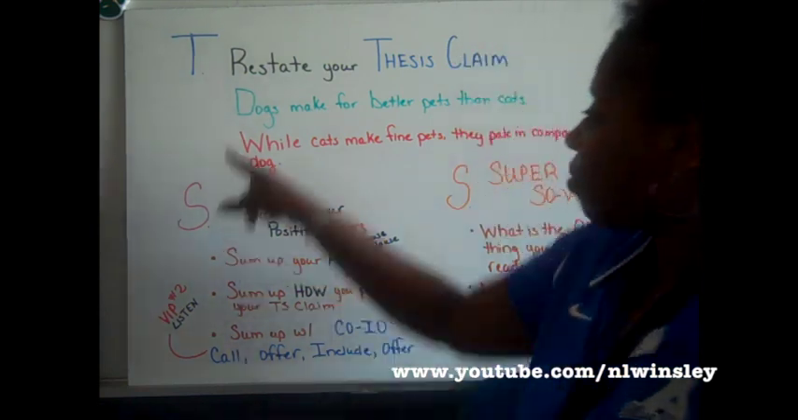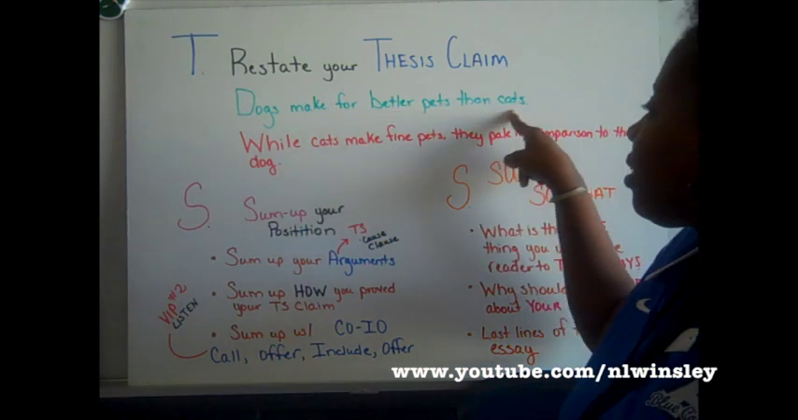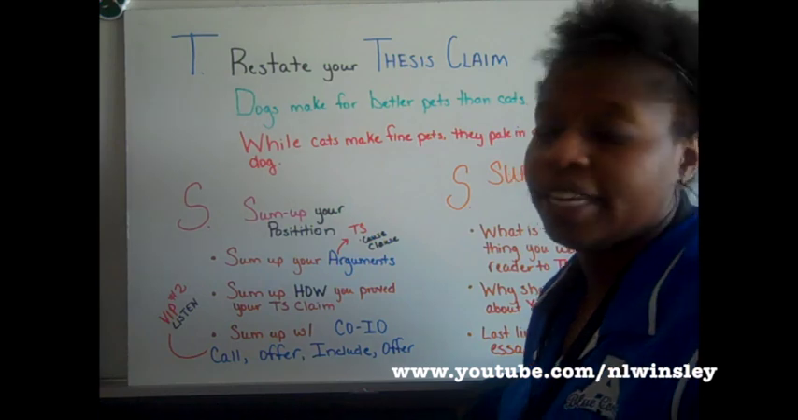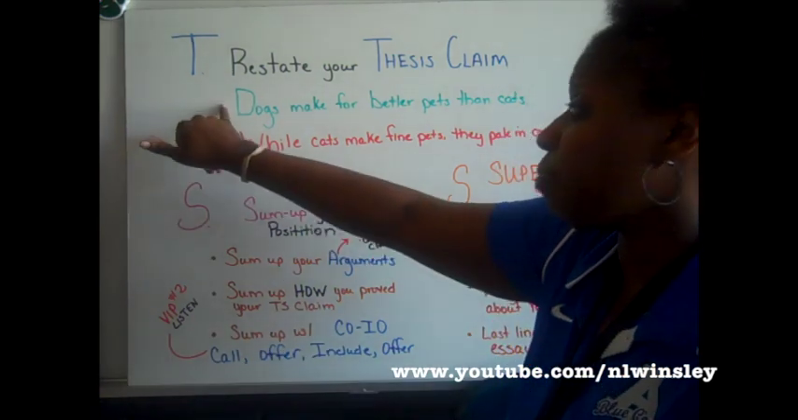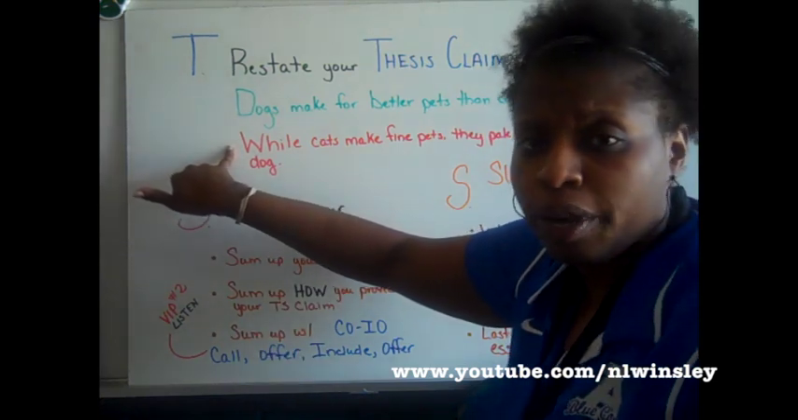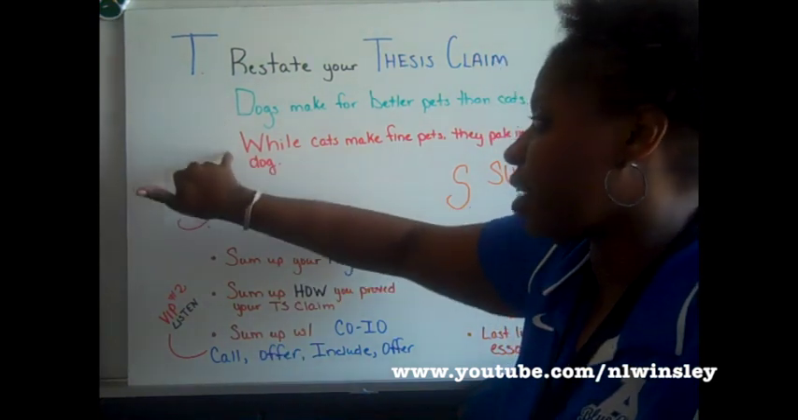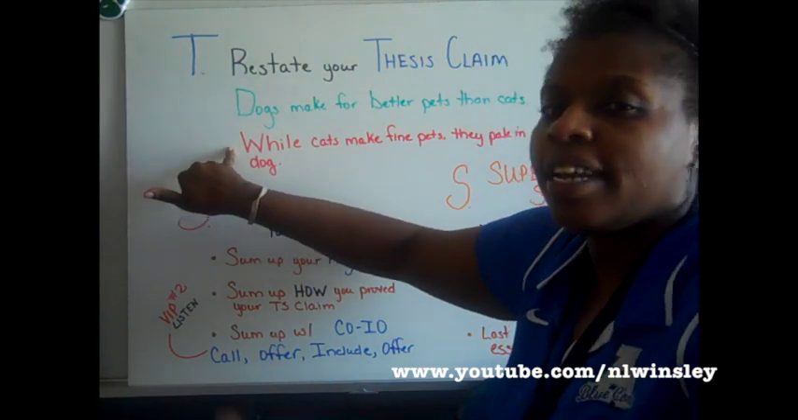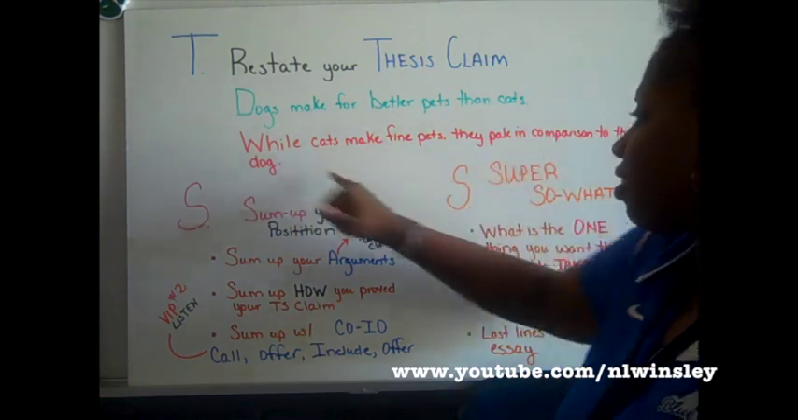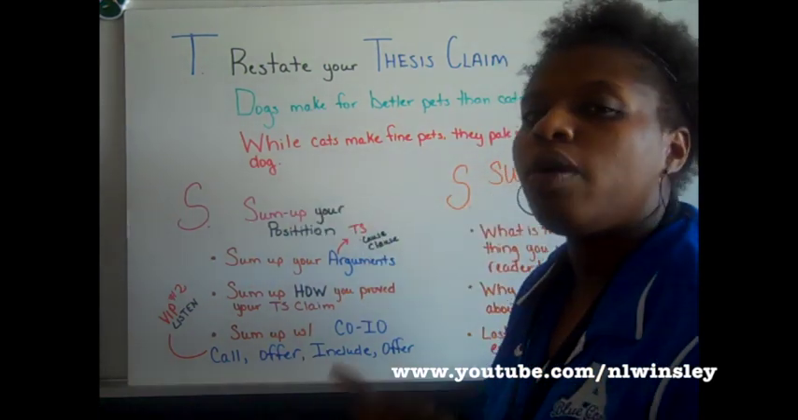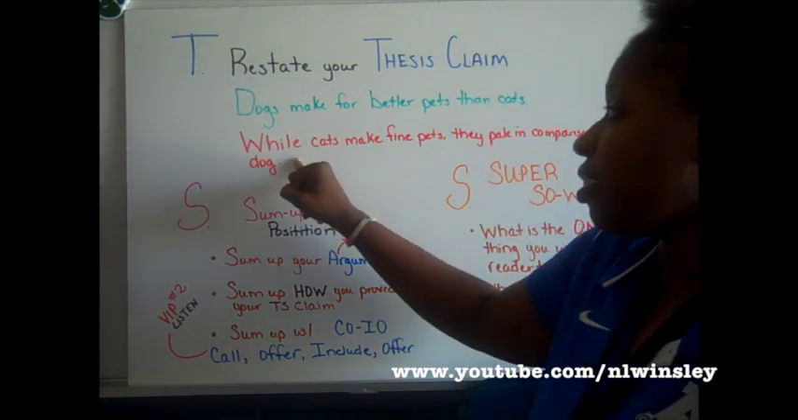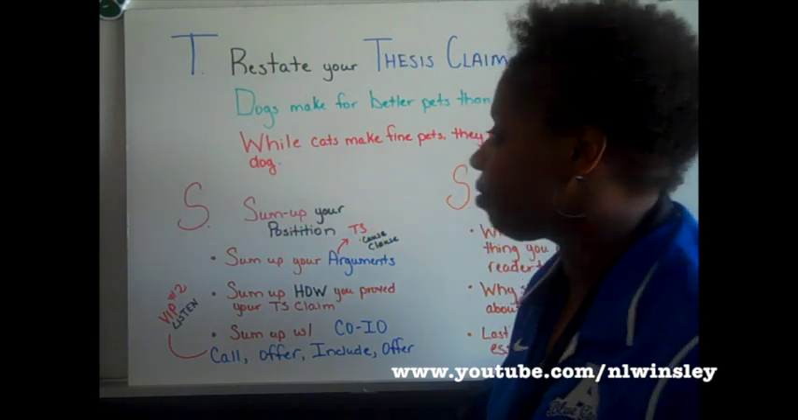Let's look at an example. Dogs make for better pets than cats. My idea, or my premise, is that dogs are better than cats. So this could be the sentence from my introductory paragraph. For my very first sentence in my conclusion paragraph, I want to be able to say the same thing, but state it in a different way. While cats make fine pets, they pale in comparison to the dog. I'm still in line with my prime premise that dogs are better than cats. I'm just saying it in a different way for the reader.